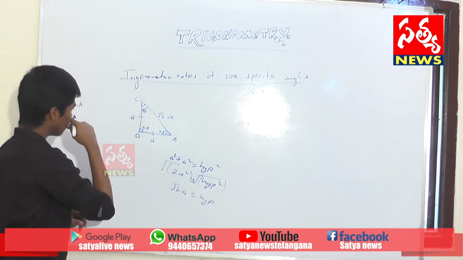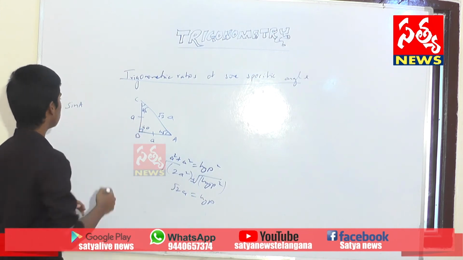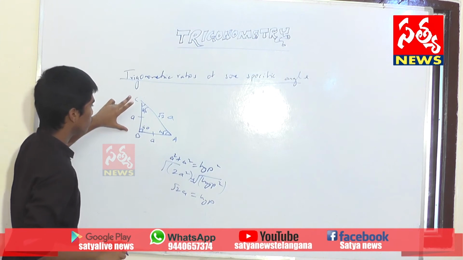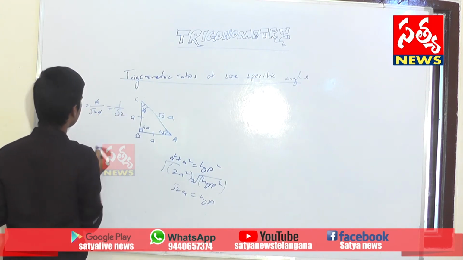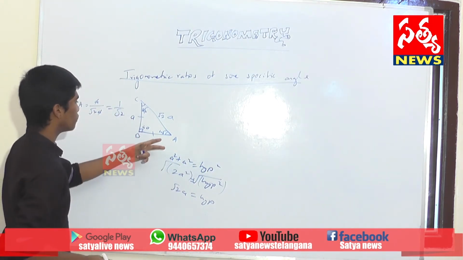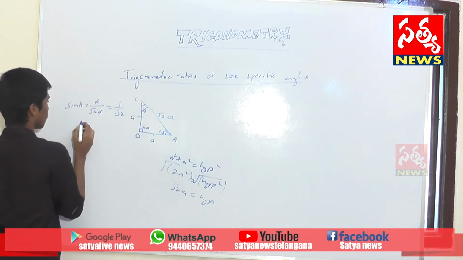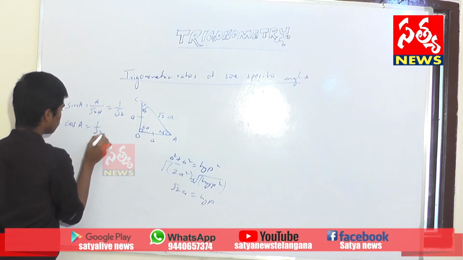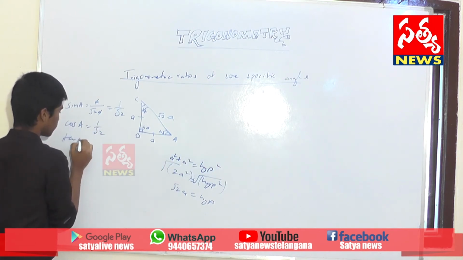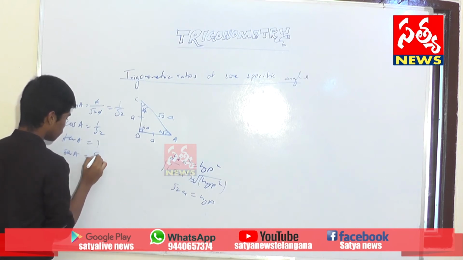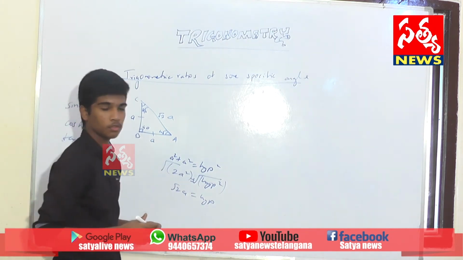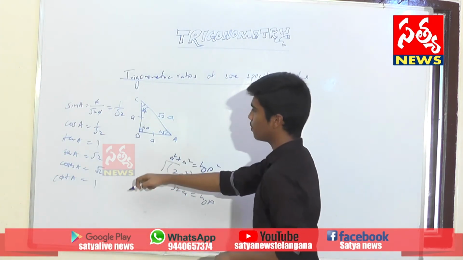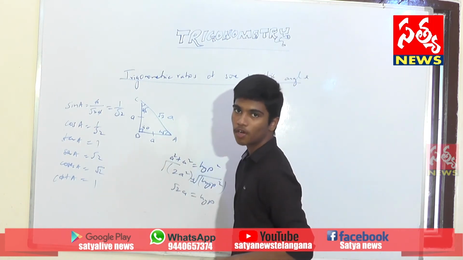Here sin A and sin C are both the same, as both angles are 45 degrees. Sin A equals opposite by hypotenuse. What is opposite? A by root 2 A, which is 1 by root 2. Similarly, we can derive all the 6 trigonometric ratios. I am writing directly. Cos A equals 1 by root 2, tan A equals 1, secant A equals root 2, cosecant A equals root 2, cot A equals 1. These are the 6 trigonometric ratios when the angles are 45 and 45.